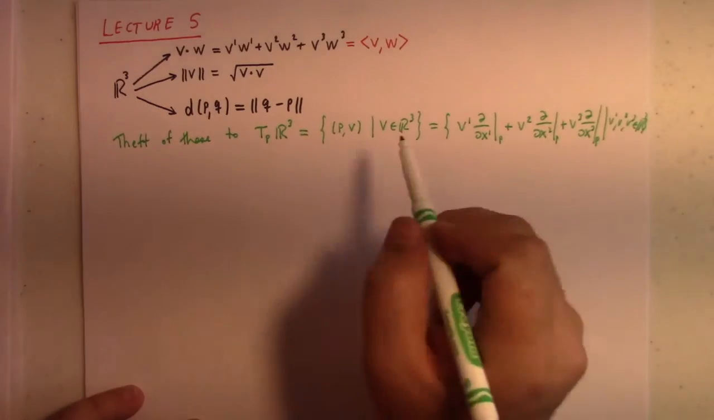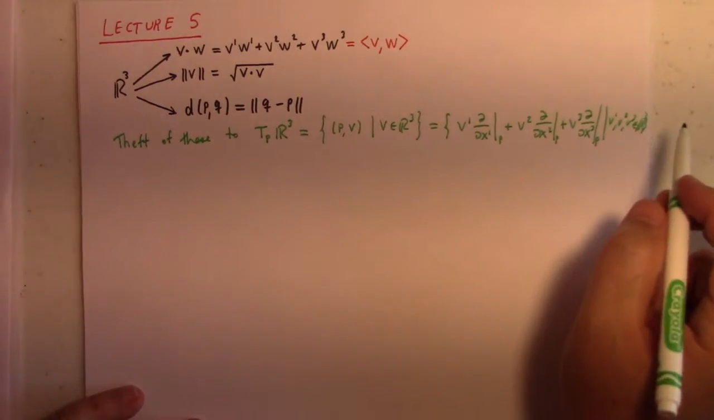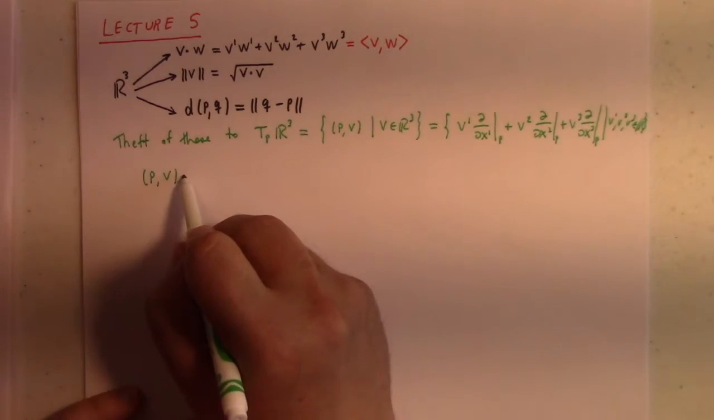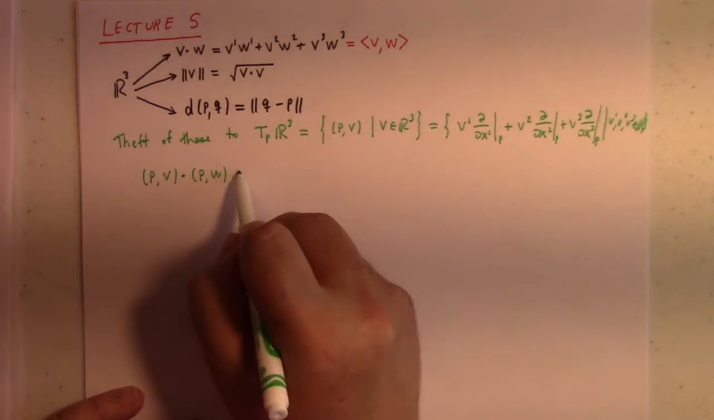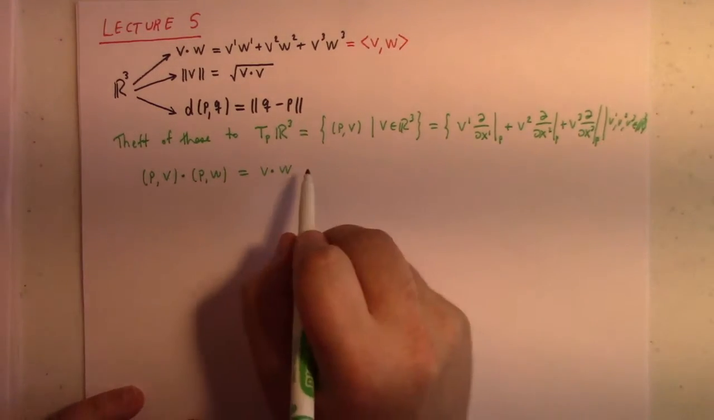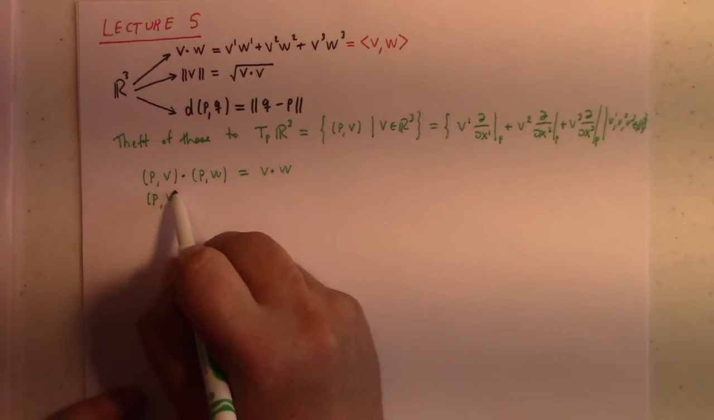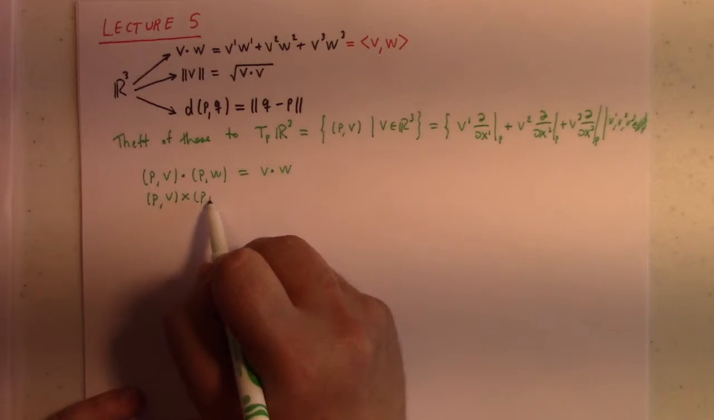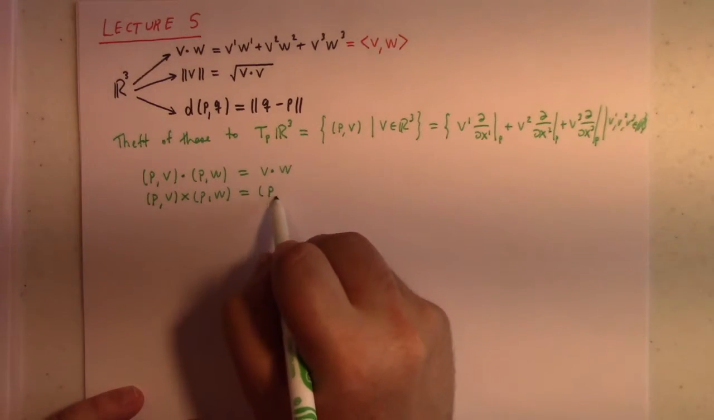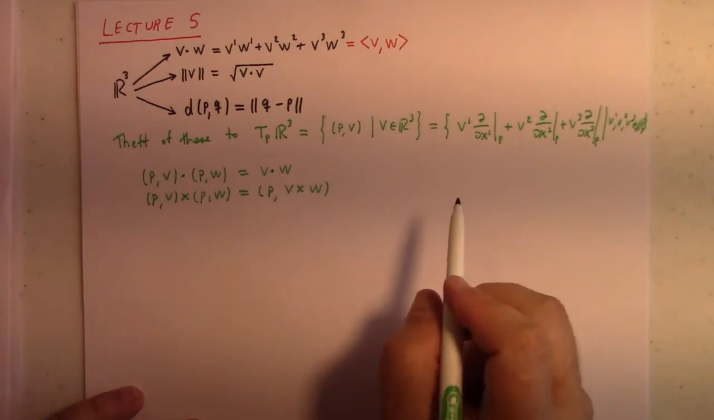But how do you take the dot product? So here it is. The dot product of P, V and P, W is just defined to be V dot W, all right? The cross product of these two vectors in the tangent space to P is again a vector at P, all right? And you just take the ordinary cross product of the vectors.